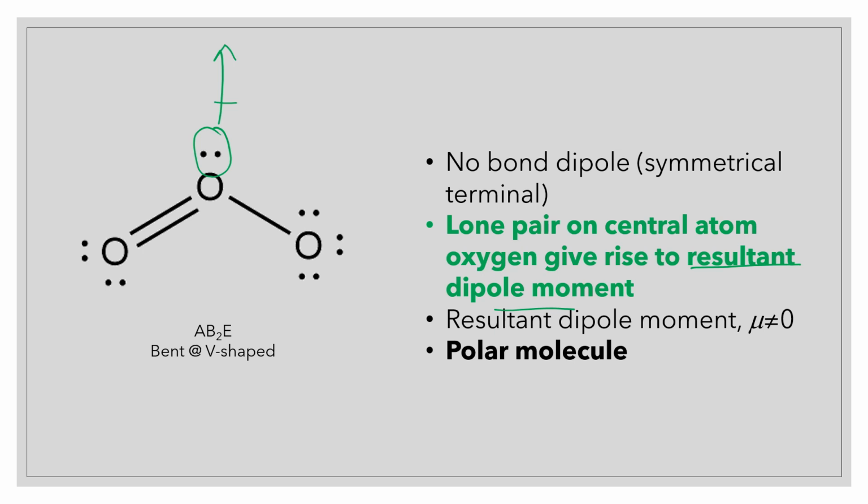So at first glance, we might assume that this molecule is non-polar. Why? Because there is no electronegativity difference between all the atoms involved in bonding. But don't forget, we have to look at the central atom first. So if this central atom has lone pair, look at its formula of the geometry. So if there is any lone pair here, it means there will be generation of the resultant dipole moment. Lone pair will give rise to the resultant dipole moment. So hence this molecule will be polar molecule. Mu not equals to 0.